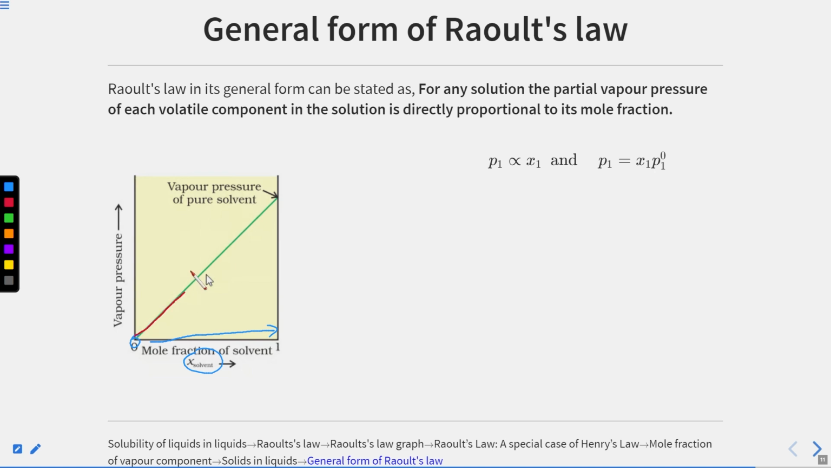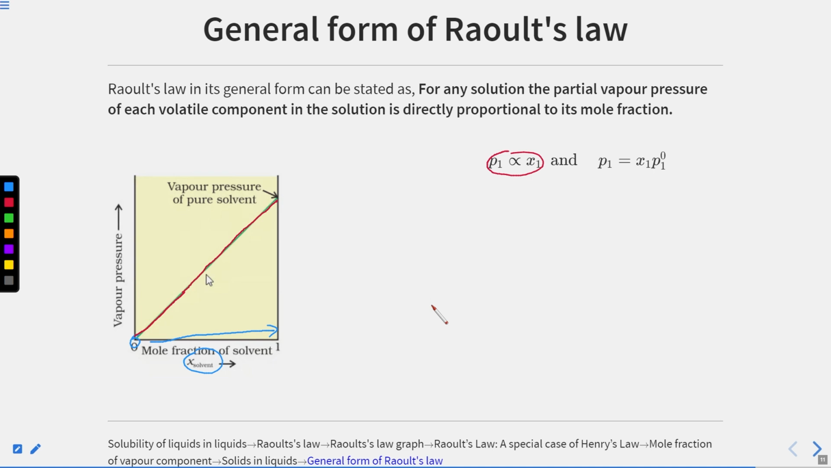So you can see here that the vapor pressure has increased for the solution due to the solvent 1 that is added right now. So we have generalized this and written Raoult's law, which says that P1 is directly proportional to X1, or we can write that P1 is equal to X1 P0. So this is the general formula of Raoult's law.